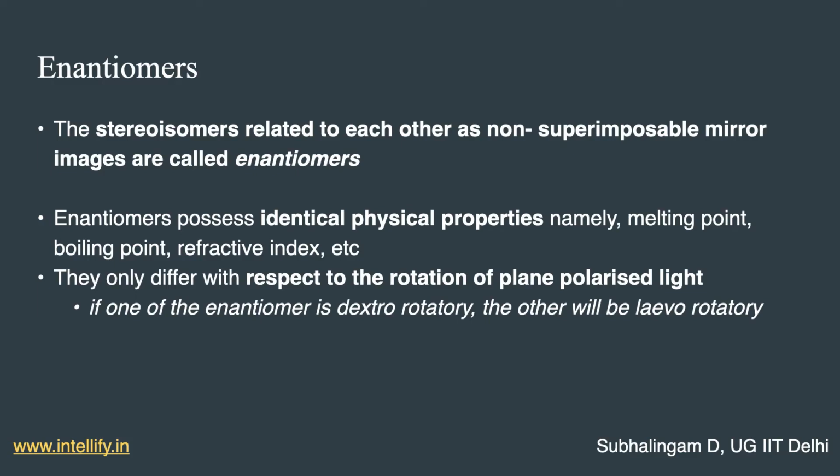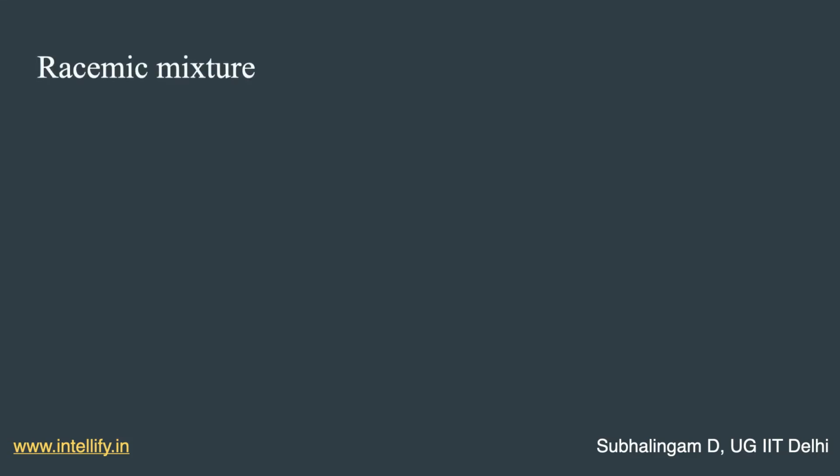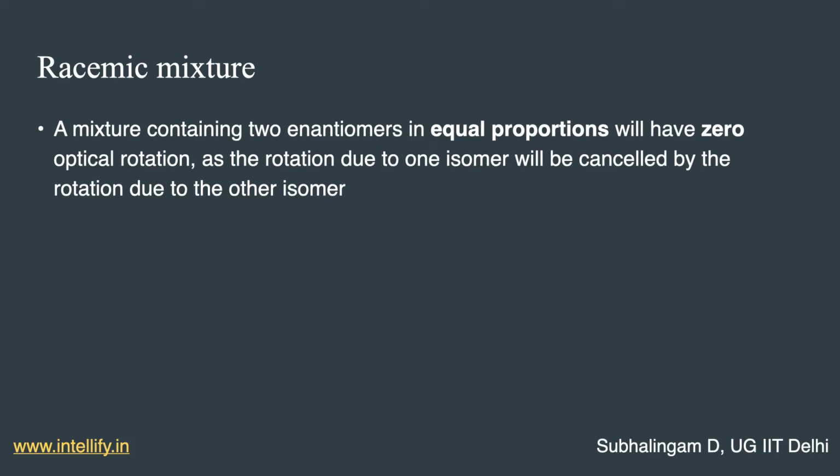Quite simple, right? So let's move on to something we have heard before. We have seen this in the first slide, that is the racemic mixture. So what's a racemic mixture? A mixture containing two enantiomers in equal proportions will have zero optical rotation. Quite intuitive, right?